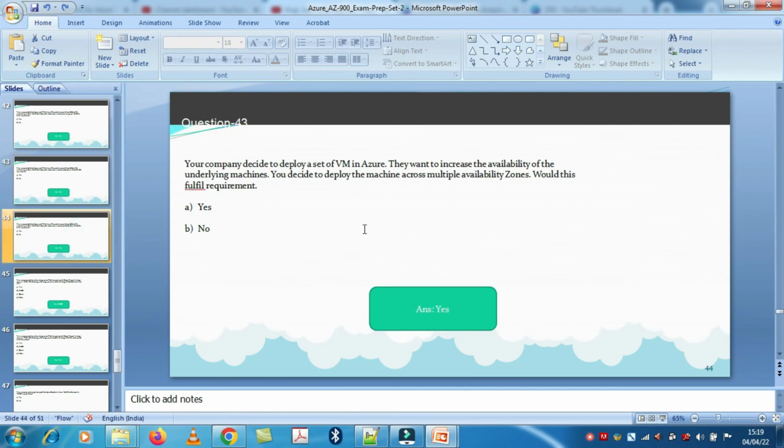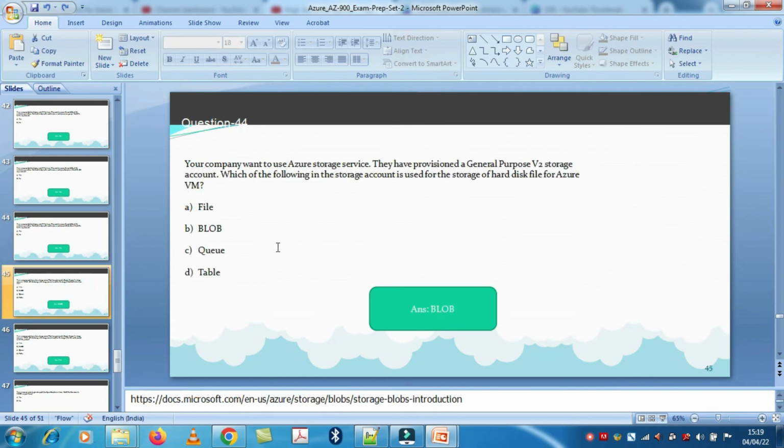Now the next question is again the same question. Your company decided to deploy a set of VMs in Azure. They want to increase the availability of the underlying machine. You decide to deploy the machine across multiple availability zones. I told you there are two things, availability zone and availability set. If these two things are there, then you can select yes. By these two ways only you can get maximum uptime. There should not be any failure.